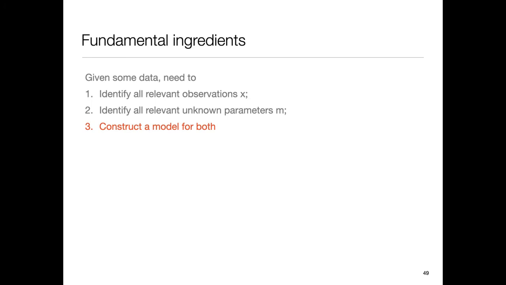And one is hoping to use those observables X to identify some set of relevant unknown parameters of the theory, which we generically call M. And the third and most important ingredient here is that you need to have a model that connects the observation X with the unknown parameter M.